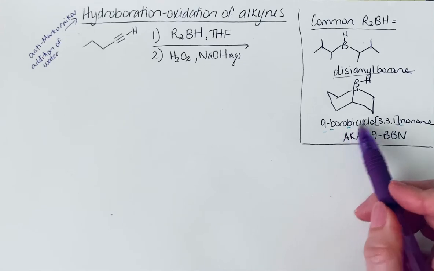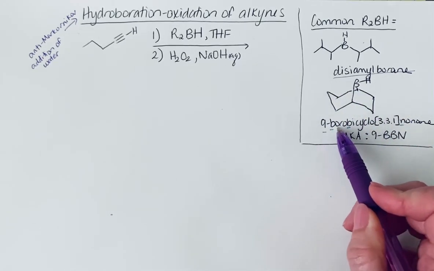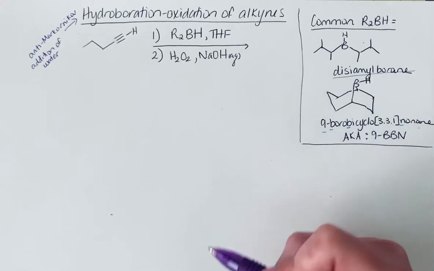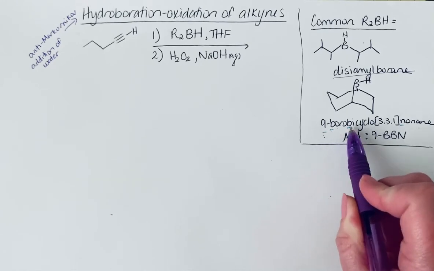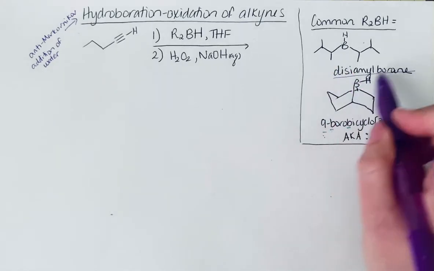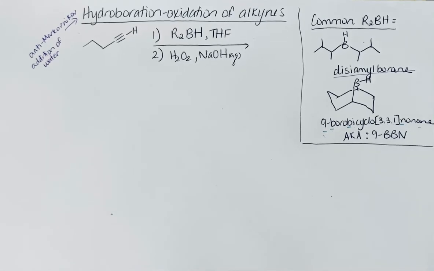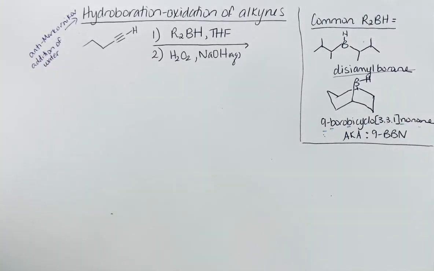Another common reagent is this bicyclic system, 9-borabicyclo[3.3.1]nonane, which is a mouthful, so we give this the abbreviation 9-BBN. So if you see 9-BBN or you see dicyanylborane or any other boron reagent, it's going to do the same reaction with an alkyne. So that would be the anti-Markovnikov addition of water.